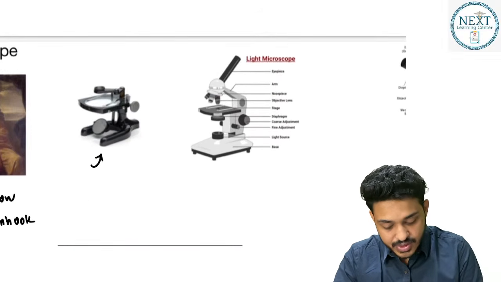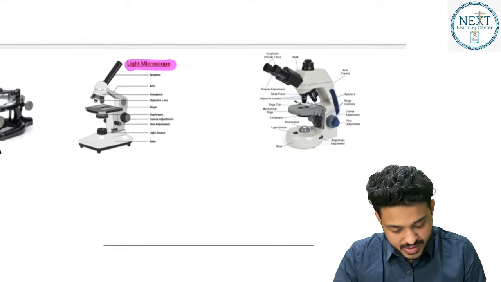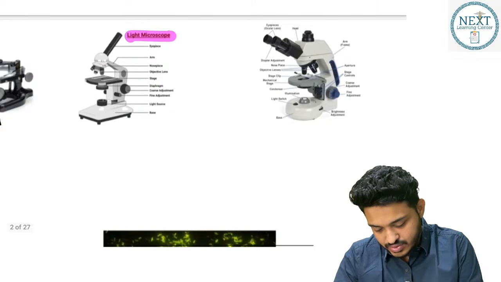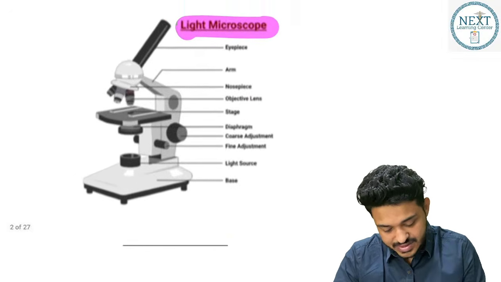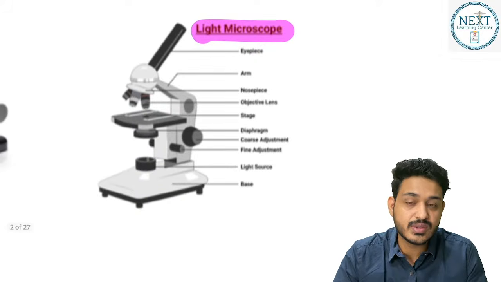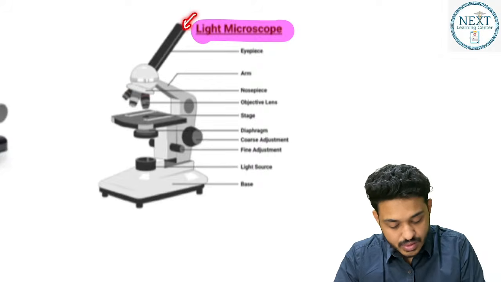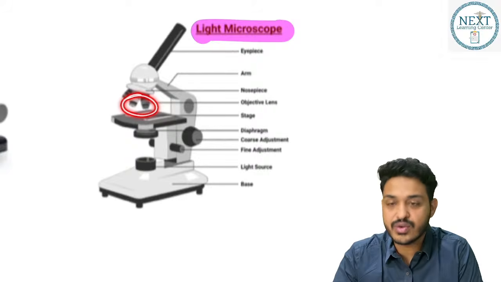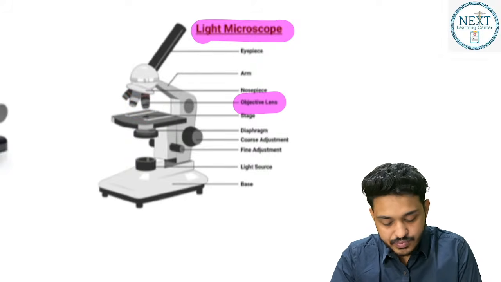This one is your light microscope. This is what you see very commonly in your laboratories. They are going to ask you certain questions about the parts. In the last few exams they have asked some questions about the parts. So this is your eyepiece. Through the eyepiece you are going to look from this particular area. This is the nose, and these lenses are your objective lenses.